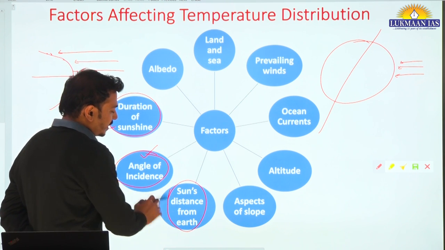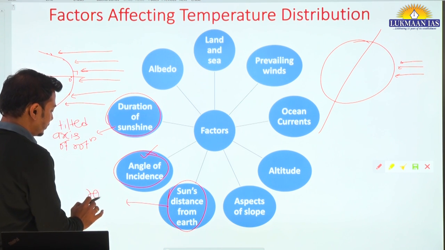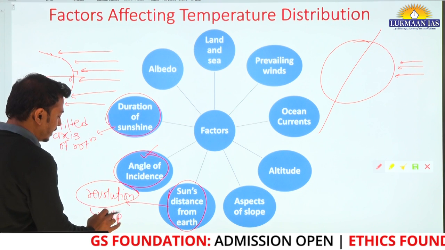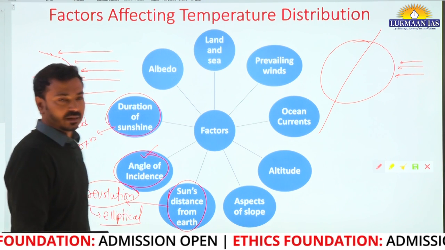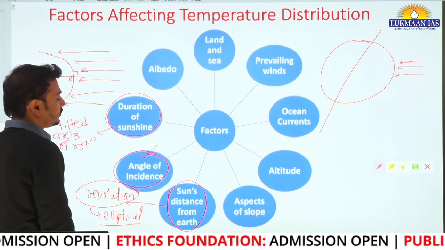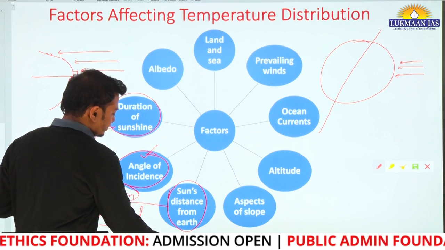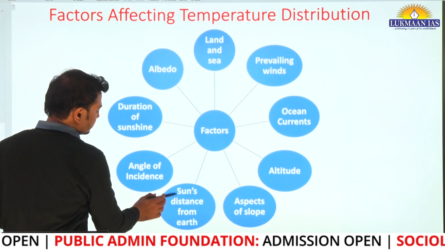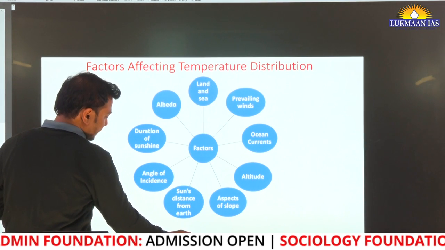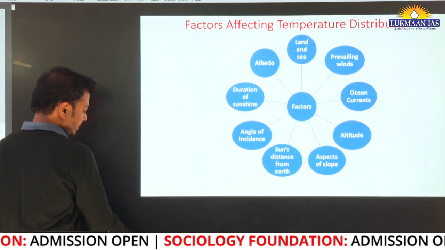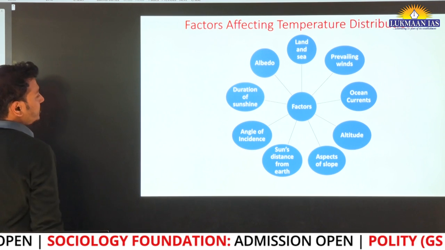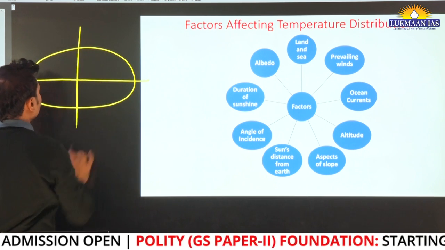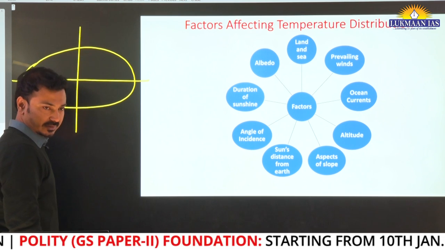Then the sun's distance from the earth, how is it decided? It is by the revolution of the earth around the sun, and it happens in an elliptical manner. Here two important concepts or terminologies we should understand. Okay, I will draw this like this. This is your elliptical path. Now the sun is located at one of the foci of this ellipse.